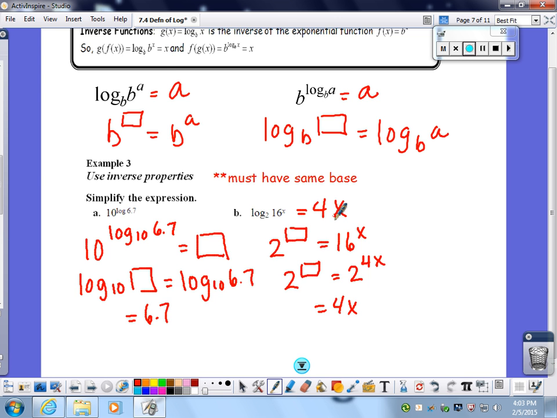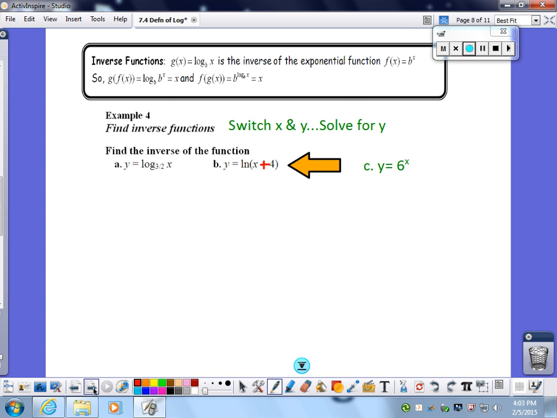All right, let's look at some inverses of functions. First of all, let's make a few changes on your notes. So B, change that to a +4, and add C, y equals 6 to the x. Just like we did inverses in a previous unit, we're going to switch the x and the y, and we're going to solve for y. Switch the x and the y and solve for y.